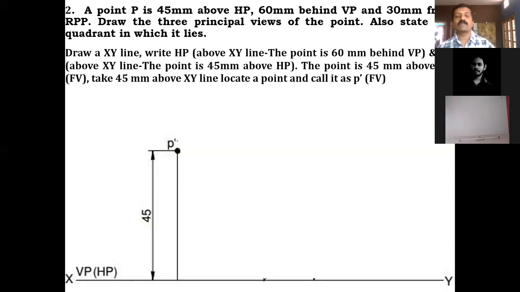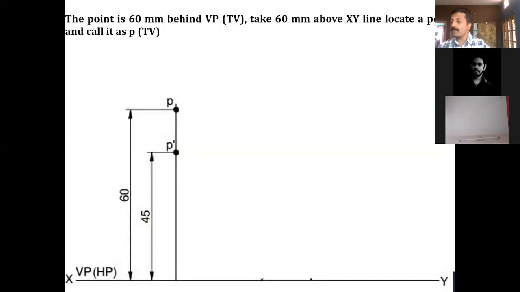Now the second sentence: 60 millimeter behind VP. Behind VP means it is the top view information. Behind VP means above the XY line I have to draw while drawing the projection. Take 60 millimeter above the XY line and draw a horizontal projector line. Already you have marked P dash, so draw a vertical projector from P dash. Wherever it meets the 60 millimeter line, you call that one more point and mark it as P. And this is nothing but your top view. Both front view and top view are completed.